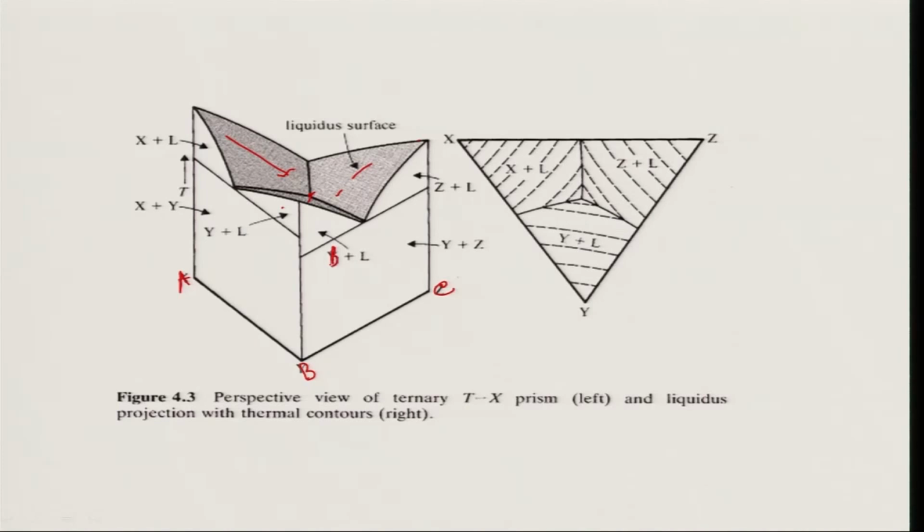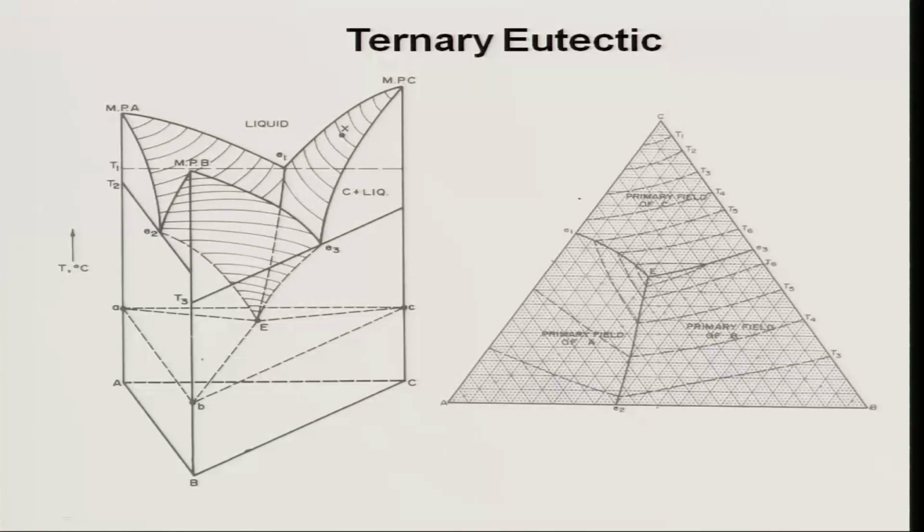So, this is B plus L, this is B plus C, C plus L, this is B plus L, A plus B, A plus L, right, that is all. This is A plus L, C plus L, B plus L, and this is a eutectic point. Well, now I show you the real space model in terms of the picture.